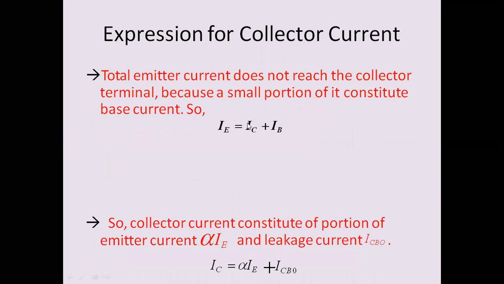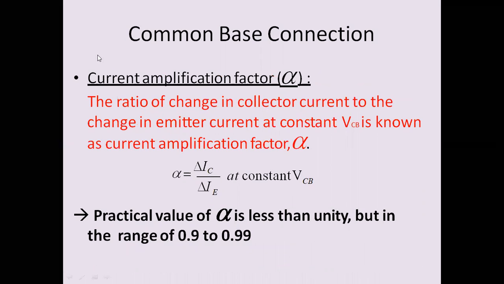Clear? Next, we will move to the current amplification factor. Current amplification factor alpha is the ratio of change in collector current to the change in emitter current at constant VCB. Alpha equals change in output current divided by change in input current. Practically, the current gain of the common base configuration is close to 1. We will discuss later why it is 1.